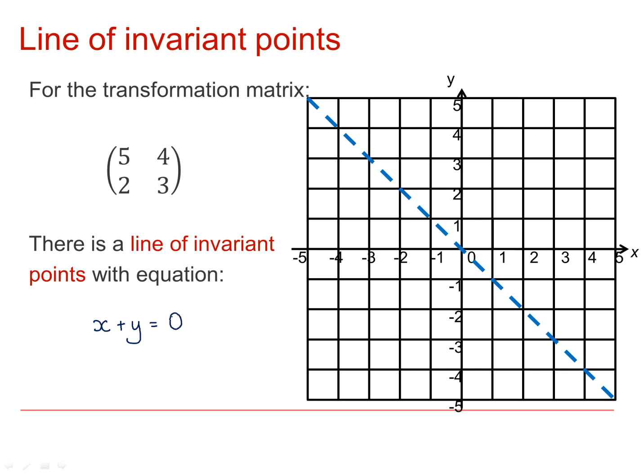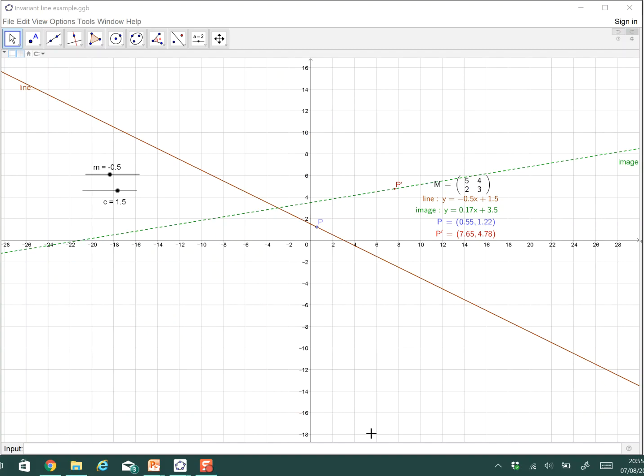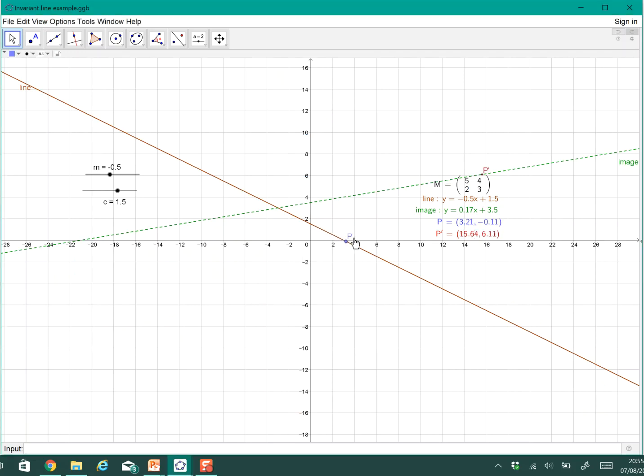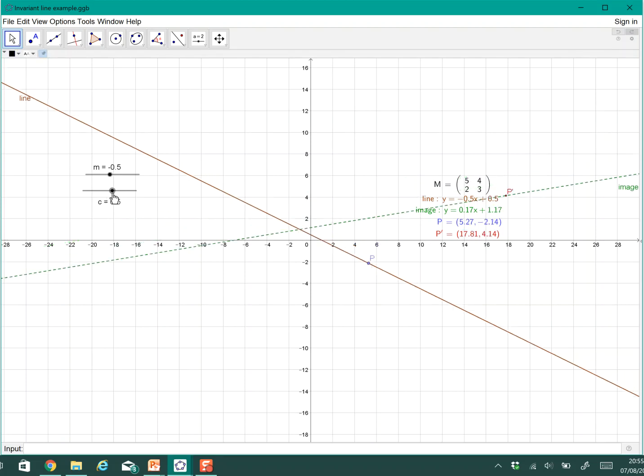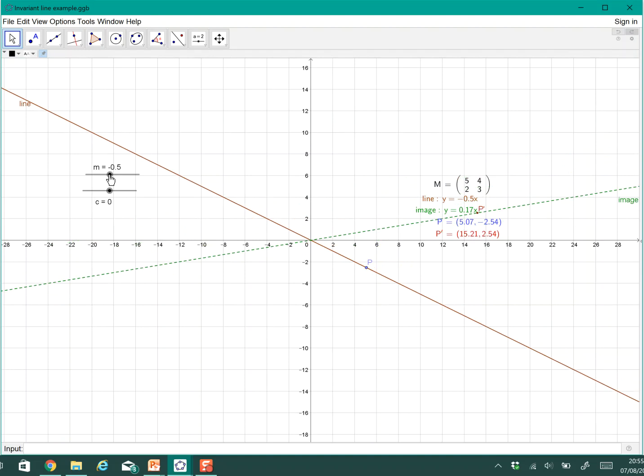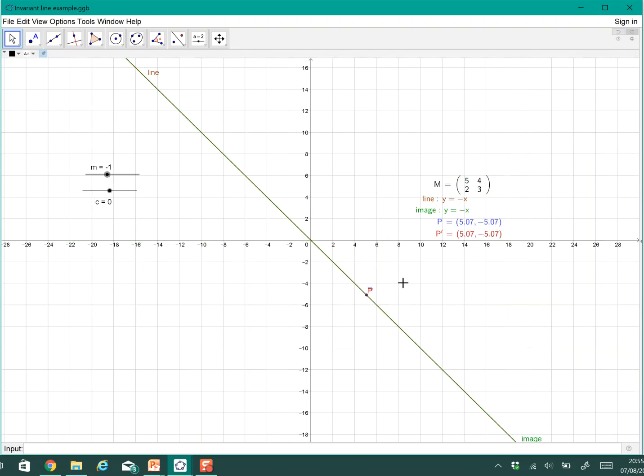Let's have a look at this in GeoGebra. OK, here I've got the matrix 5, 2, 4, 3 as before. I've got a point here P, and its image is P dashed. P is attached to the brown line, and the green dotted line is the image of the brown line. I can move my lines around, and if I get the line x plus y equals 0, then you can see that every point on this line gets mapped to itself. P and P dashed are on top of each other.